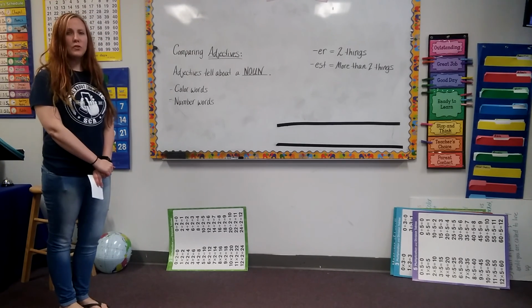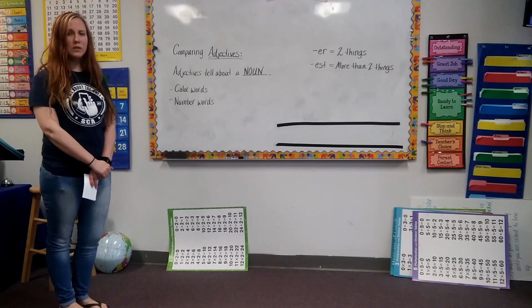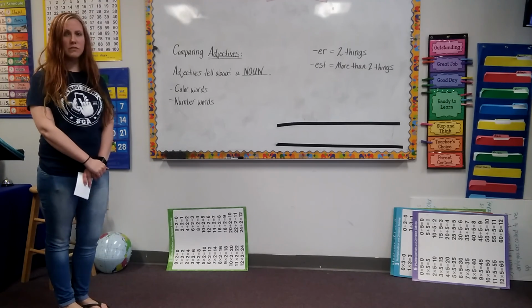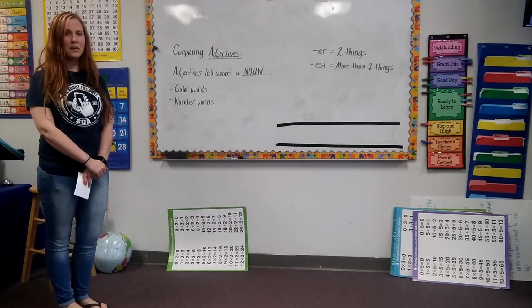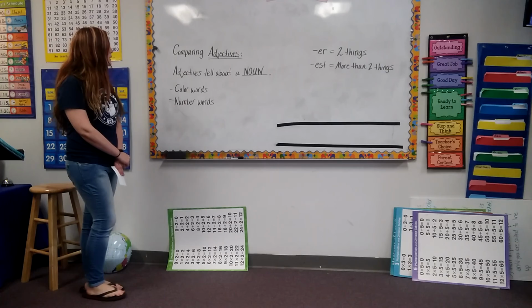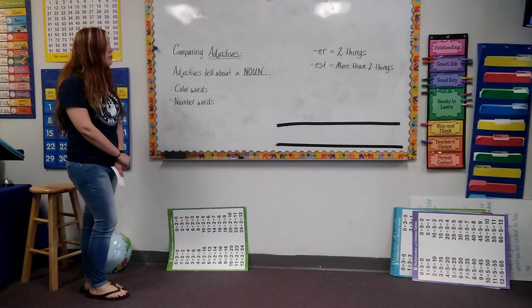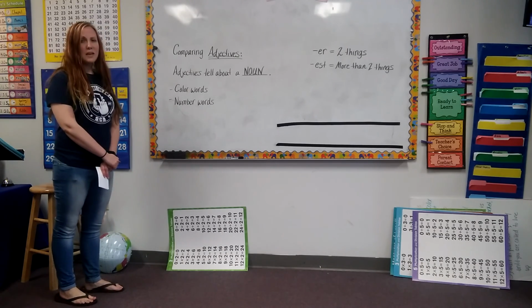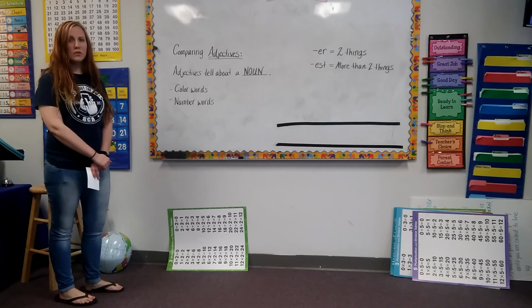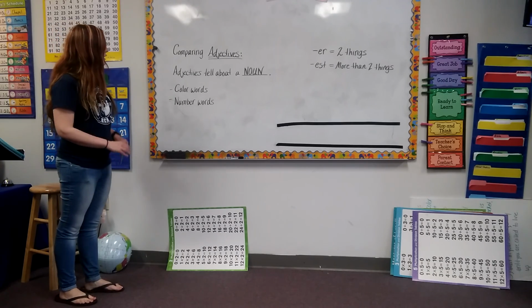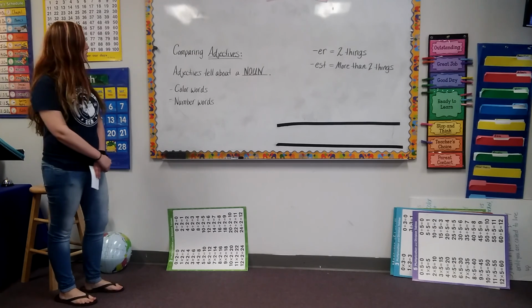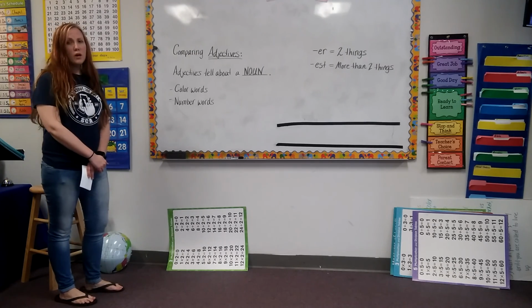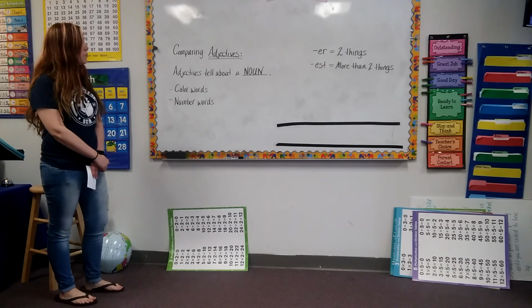I wanted to review with you comparing adjectives. Now, before we start talking about comparing adjectives, I want to go over a review of what an adjective is. Remember that an adjective is a word that tells about a noun. So, they're describing words for nouns. In class, we talked about that color words are always adjectives and number words are always adjectives as well.